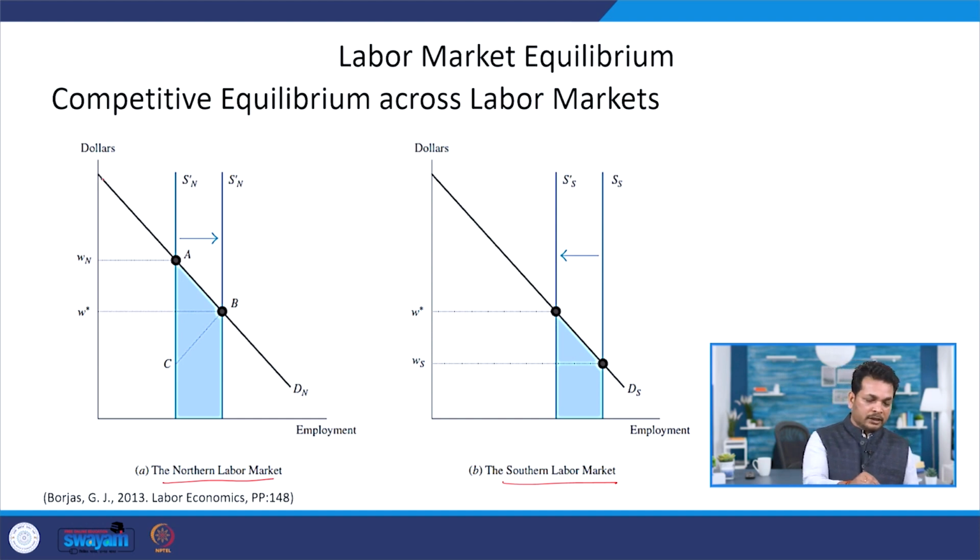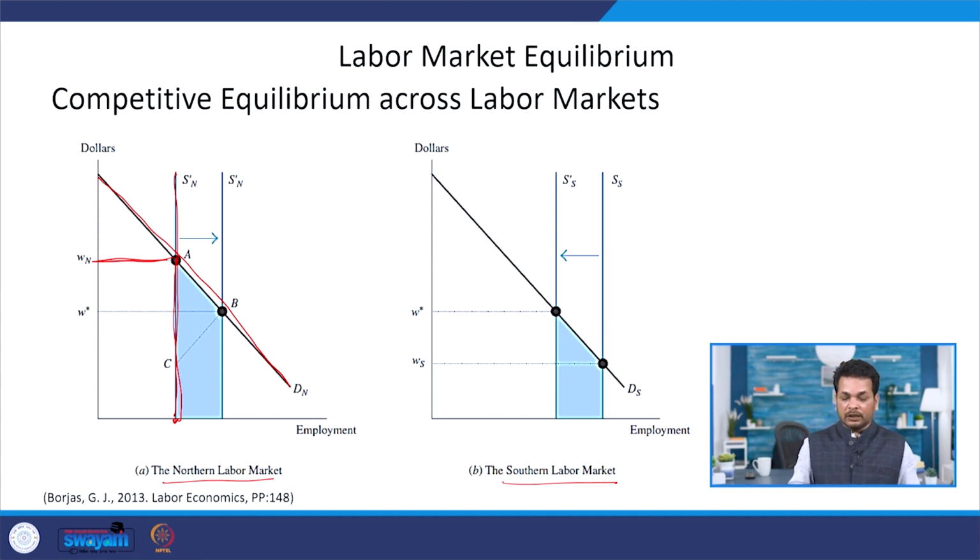And this is the demand function. Dn is demand for labor in the north labor market, and Sn is the supply function for labor in the northern labor market, and the equilibrium wage rate is Wn, and this is the amount of employment which is there.